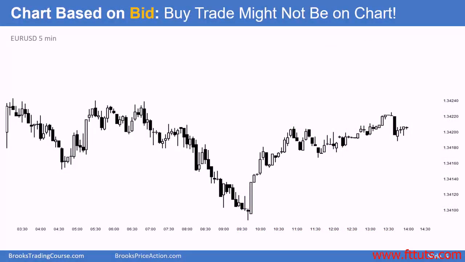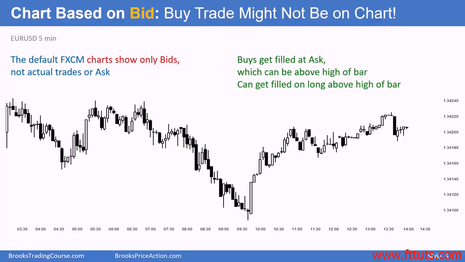Now, there's something that's interesting about Forex charts that is different from other types of charts, stock market charts and futures charts. I said that the default for FXCM charts is that they only show bids, not actual trades and not the ask. And because of that, buys, which always get filled at the ask, can be above the high of the bar. So you can get filled on a long above the high of the bar. If you're trying to buy, you're going to get filled at the ask. And the ask is always above the bid. And the high of this bar is based upon the bid because every price on the chart is based upon the bid.